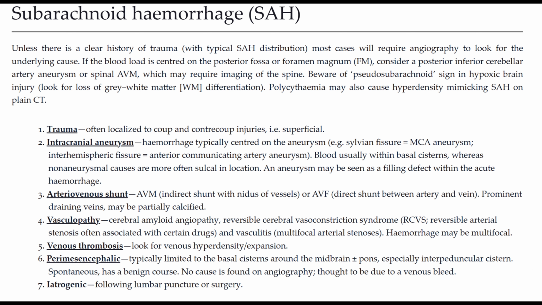The blood is limited to the basal cisterns around the midbrain and pons, especially the interpeduncular cistern. It's spontaneous and benign. No aneurysm is found, and it's thought to be venous in origin. Patients generally do very well. And finally, iatrogenic causes, for example, after a lumbar puncture or neurosurgical procedure.